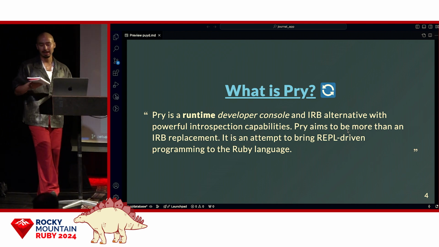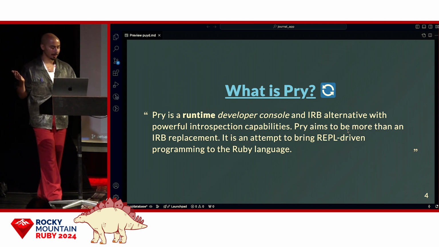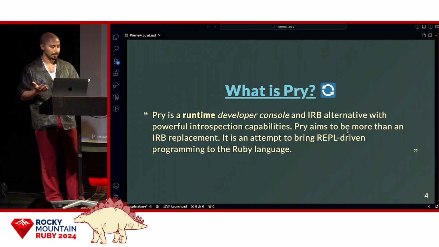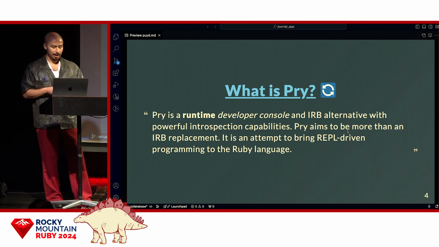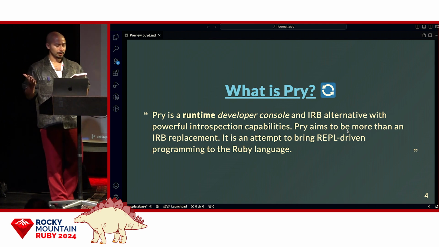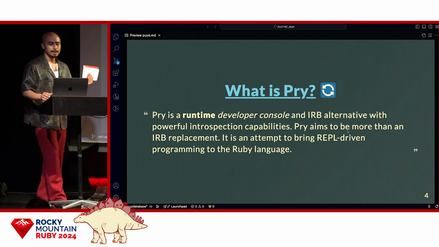So just breaking it down, runtime: you are able to insert pry into a live application, stopping the execution at any point, and you can interact with the current state of the program. And as for developer console, what we mean by that is just an interactive environment where we can run code, inspect variables, and navigate through the code base.